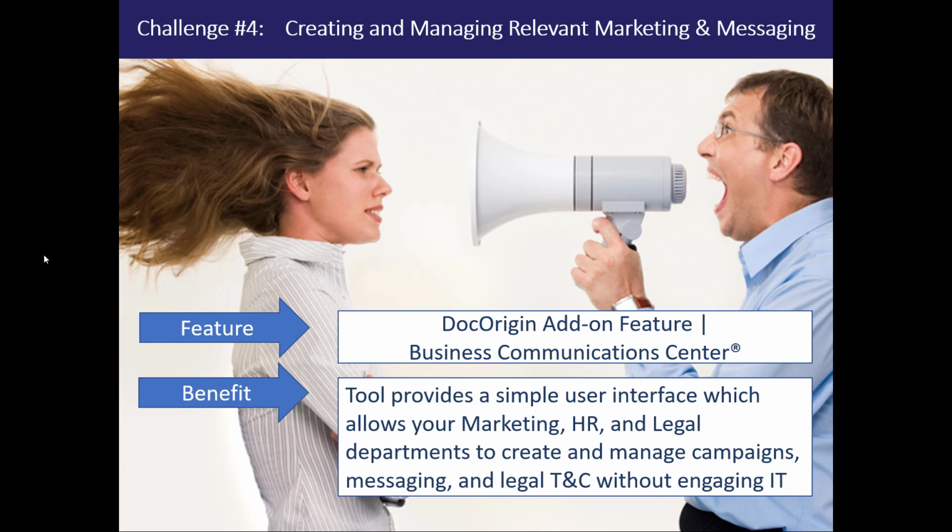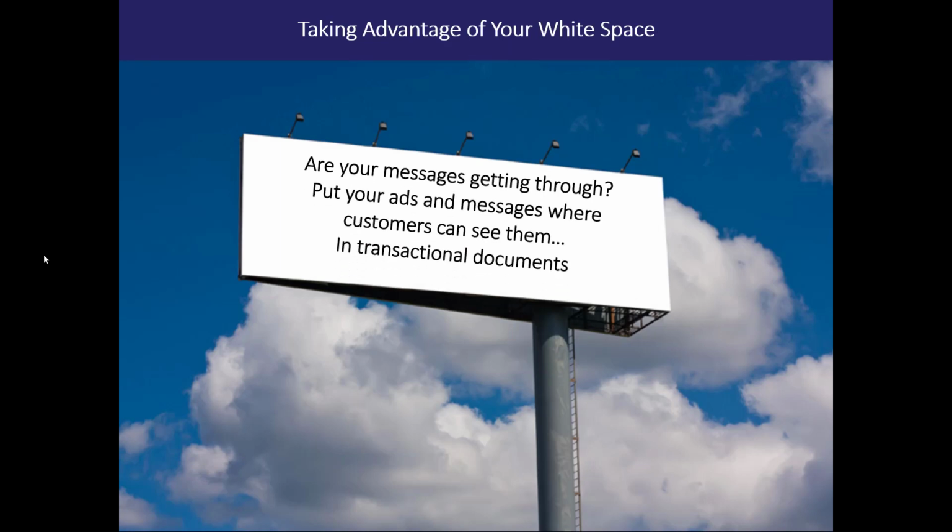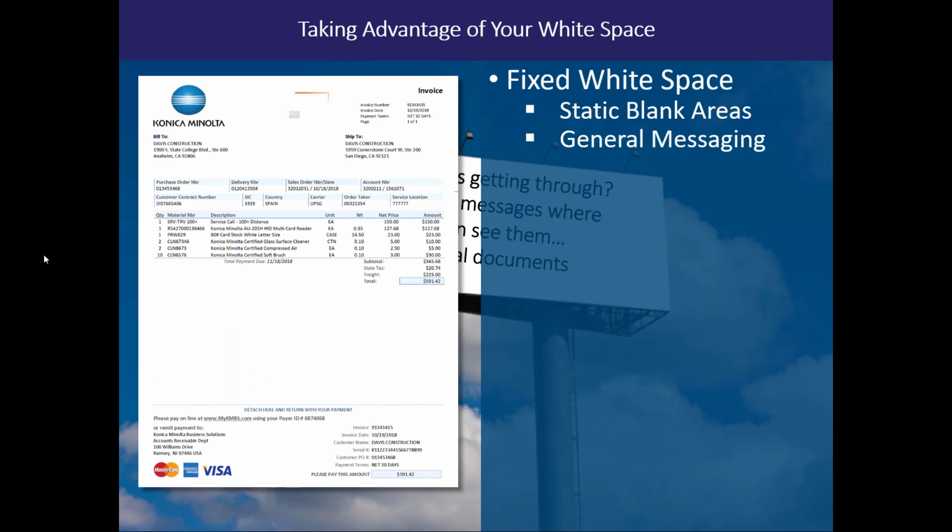Challenge number 4 is creating and managing relevant marketing and messaging. DocOrigin's add-on feature called Business Communication Center is a tool that provides a simple user interface that allows your marketing, HR, or legal department to create and manage campaigns, messaging, and legal terms and conditions without engaging IT. A study by InfoTrend showed that your transactional documents are read by 90% of your recipients, so they're ideal vehicles for communication. There are 3 types of white space we like to talk about.